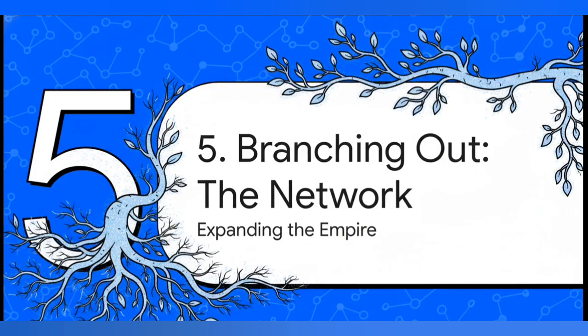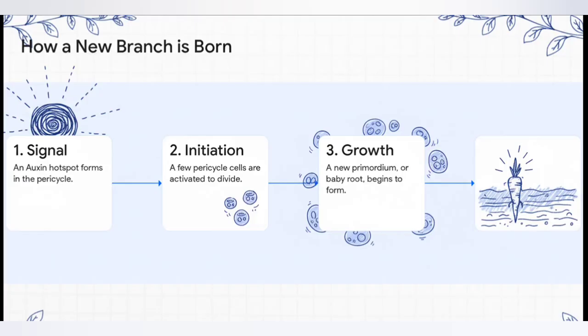Now, a single root can only do so much, right? To really explore the soil and find what it needs, the plant has to build a massive network. It needs to branch out. And the process for creating a new branch, a lateral root, is just remarkably precise. It all starts with our master architect, auxin.